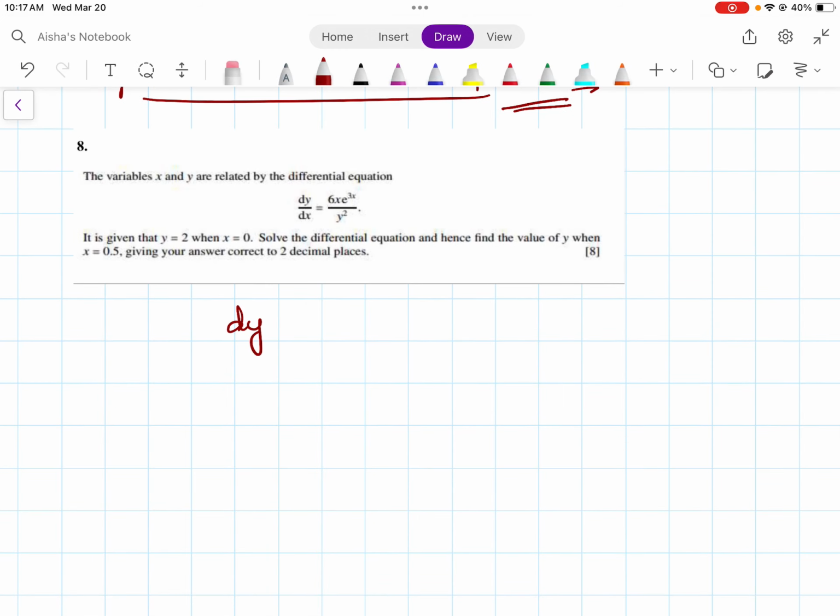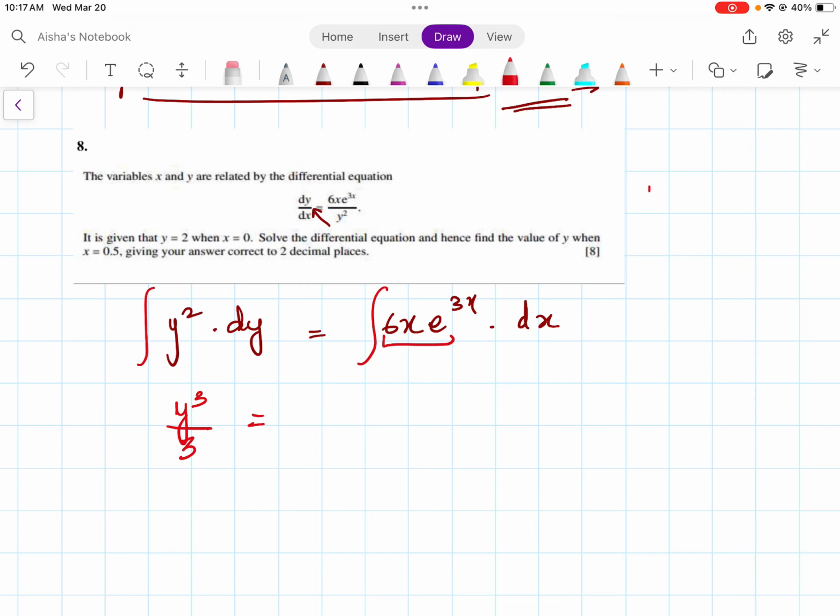Okay, dy dot y square. I move this here. Now integrating both the sides, y cube upon 3. This will be done using by parts: uv minus u bar v.